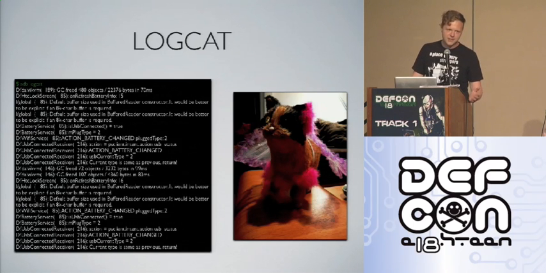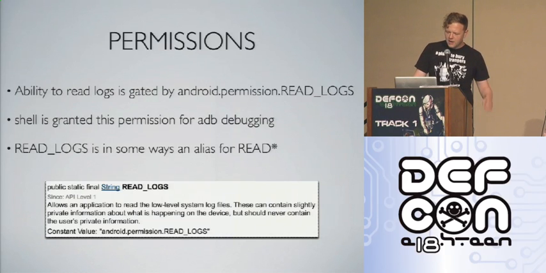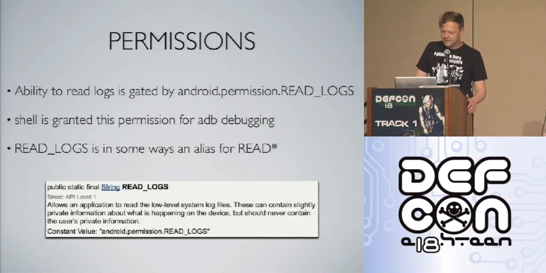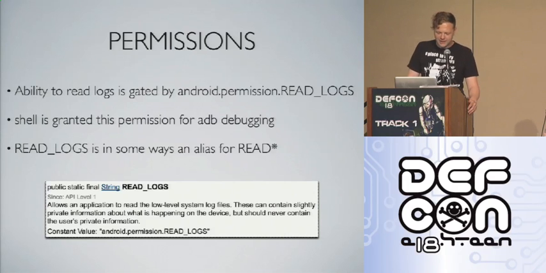You access these logs using the logcat utility. A lot of people have probably used that and seen a big stream of data, because there's an awful lot of chatty stuff going on the device at any particular point in time. The ability to read the system logs is gated by the READ_LOGS permission. The shell account is granted this permission so that when you have ADB debugging enabled, you can run adb logcat from a host system tethered through a USB cable. But you can think of READ_LOGS as an alias for read everything, as we're going to show in a second. It's worth noting that the documentation on the READ_LOGS permission recommends that developers be careful about what they disclose in the system logs.